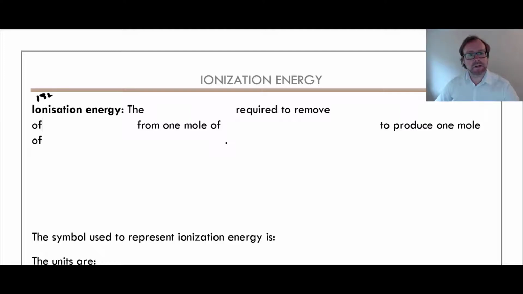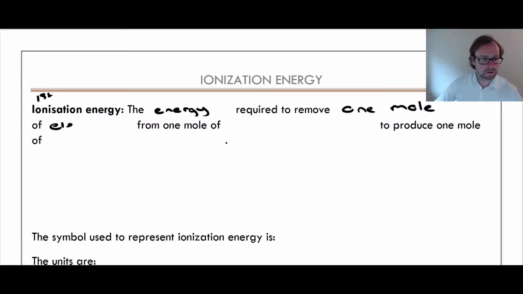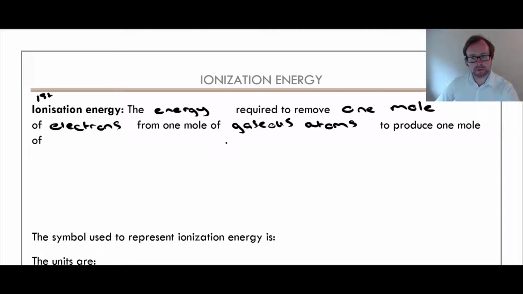So first ionization energy is the energy required to remove 1 mole of electrons from 1 mole of gaseous atoms to produce 1 mole of positive 1 gaseous ions. Bit of a mouthful.